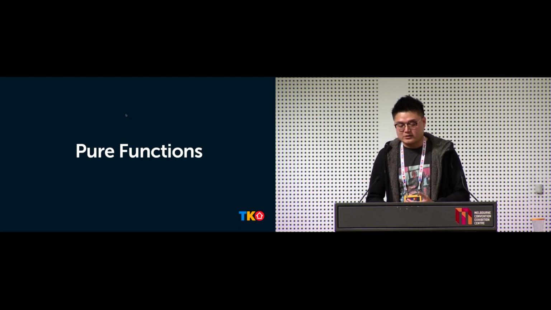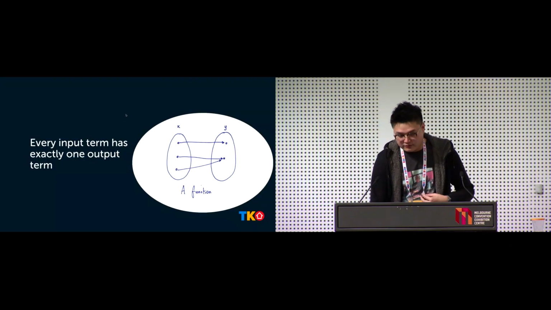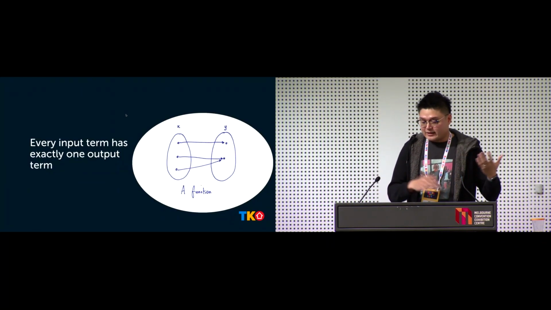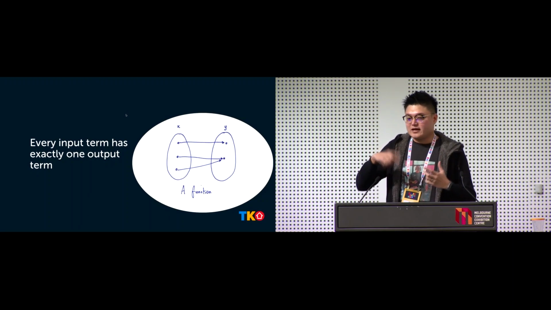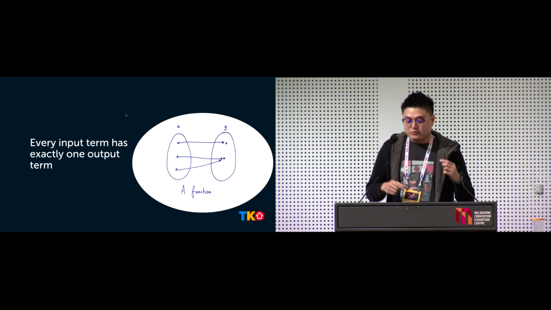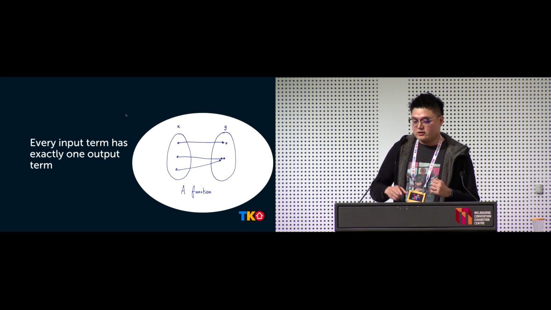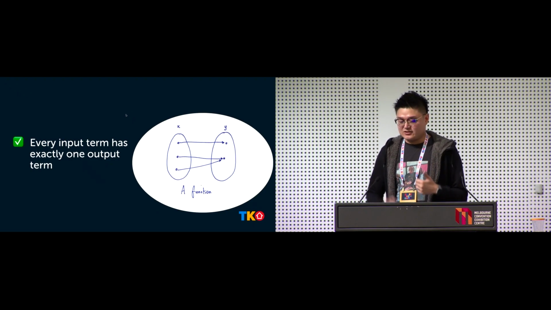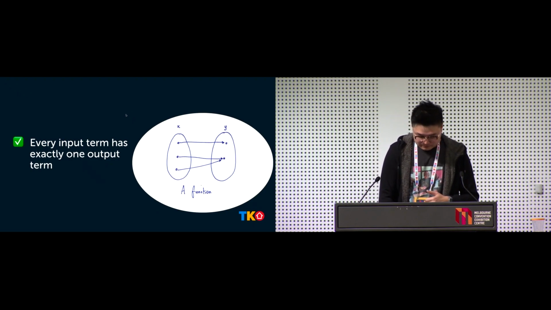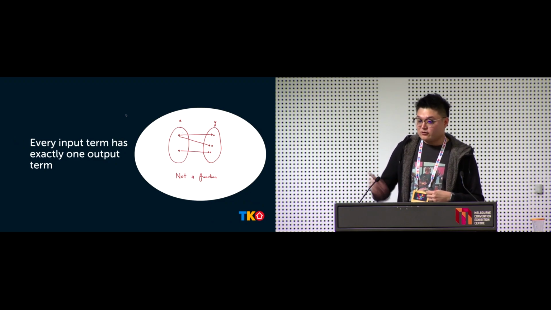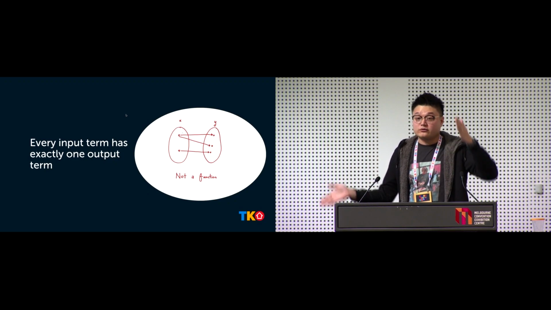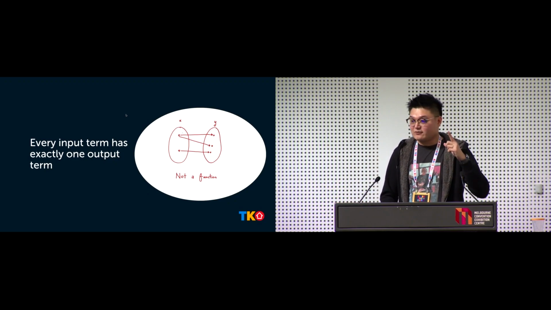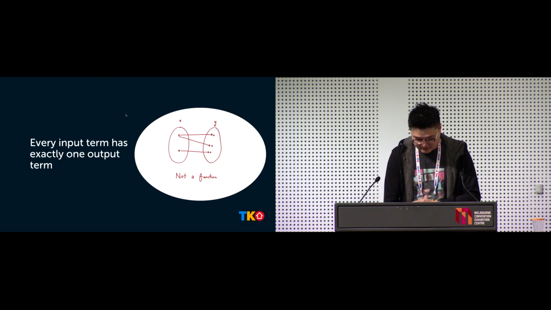For me, functional programming is all about pure functions. And by pure functions, I relate it back to high school when you had this diagram where every input term maps to exactly one output term, and in your exam you would say, is this a function? Yes, it is, because it maps to exactly one output. And this is not a function because one input term could potentially go to two different outputs, right? So that's not a function, so therefore it's not a pure function.